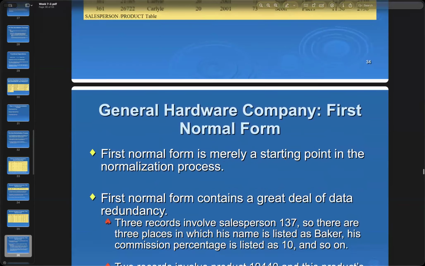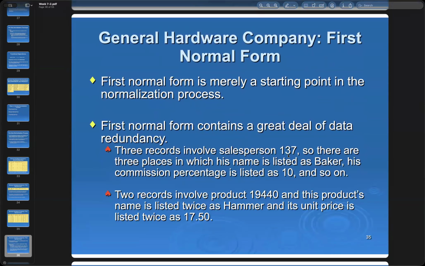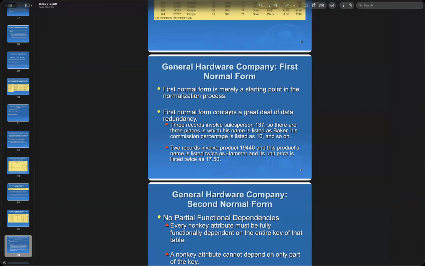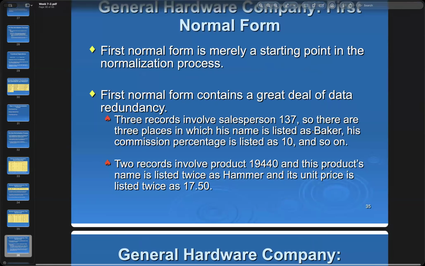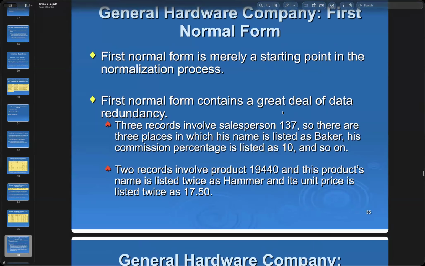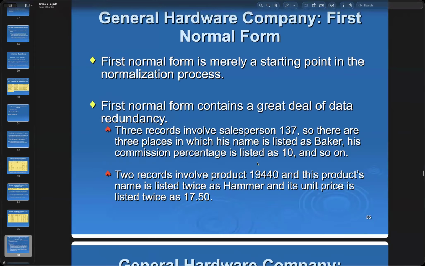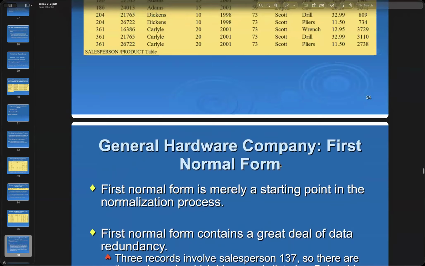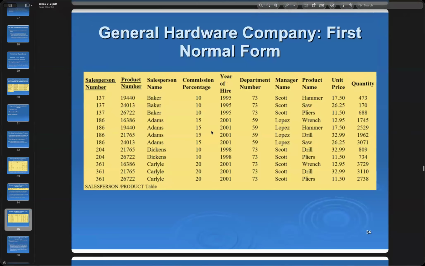So then we will finish the first normal form. It's merely a starting point in the normalization process. This is our first normal form. It has a great deal of data redundancy, because three workers are involved in salesperson 137, right? So if we have three pages in which the name is listed as Baker and his commission is listed as 10 and so on, redundancy occurs because it keeps being duplicated.